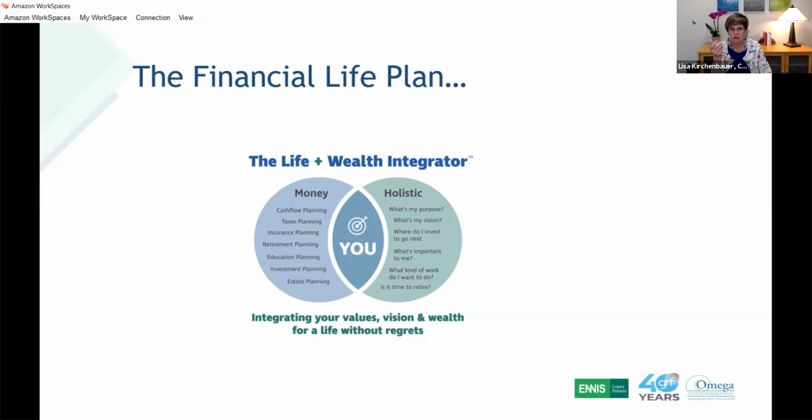And on the holistic side of things, the questions that we're trying to help our clients answer with our integrated approach are: what's my purpose? And more importantly, what's my purpose going to be on the other side of this transaction? What's my vision for the future? Where can I find meaning and purpose? Where do I invest to go next? And when I say invest, I don't mean necessarily stocks and bonds. I mean, are there some time investments, maybe financial investments that I need to make to build out a hobby, or maybe I want to learn something new and start another business, or I want to go back to school, or whatever it is.